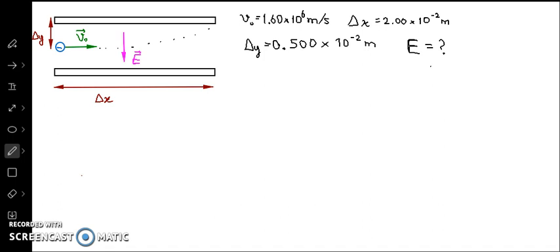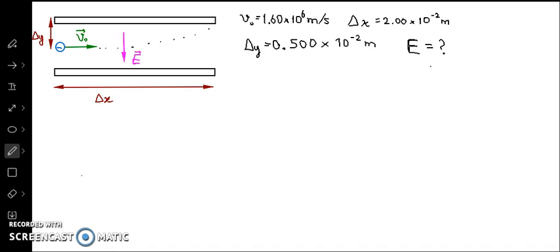So what is it that's given? V0 is given, that's the initial velocity of my electron, the horizontal initial velocity. Delta x is given, the length of the plates, that's also the horizontal distance that the electron travels. Also, the distance between the two plates is given, that's 1 centimeter. That makes delta y 0.5 centimeters. So that's what I put on the board.